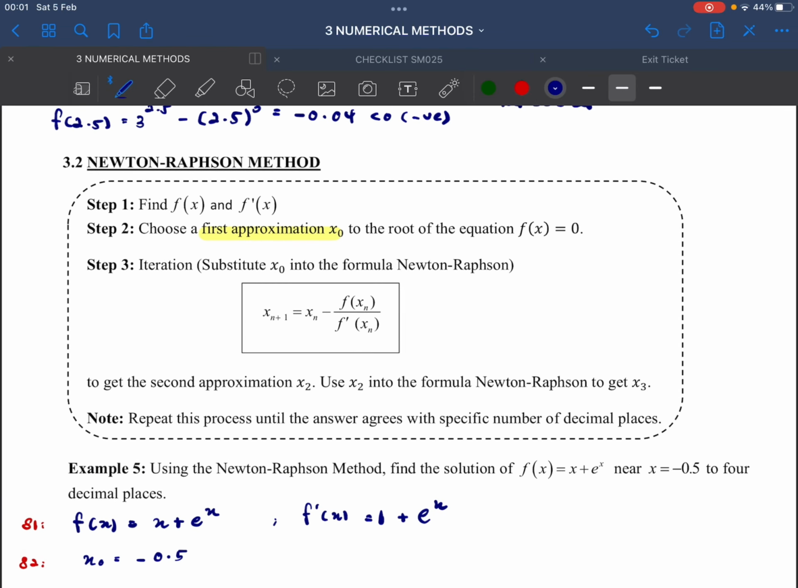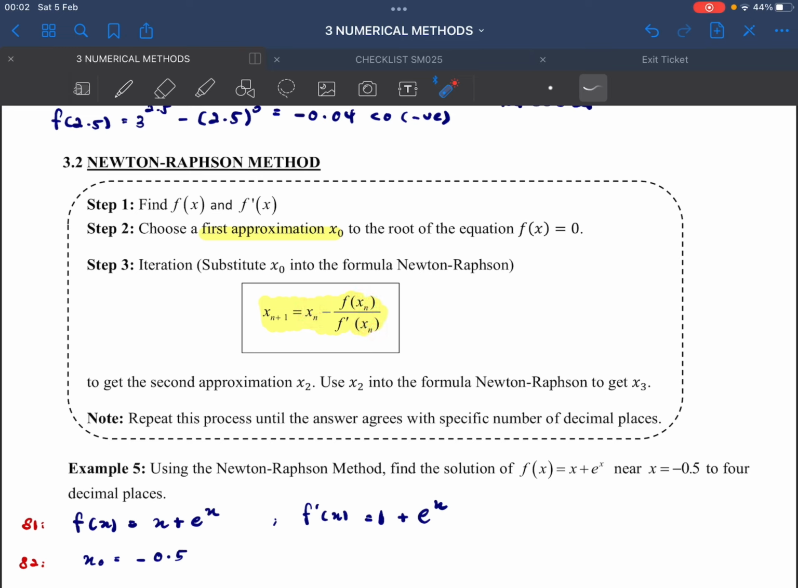What we have to do is substitute the value of x naught into this equation. So you have to memorize this equation. This is the Newton-Raphson method formula. So we have xn plus 1 equals xn minus fxn over f prime xn. Basically, all these n are actually the value of your x. We start with x naught, which is x0. So here will be x1.